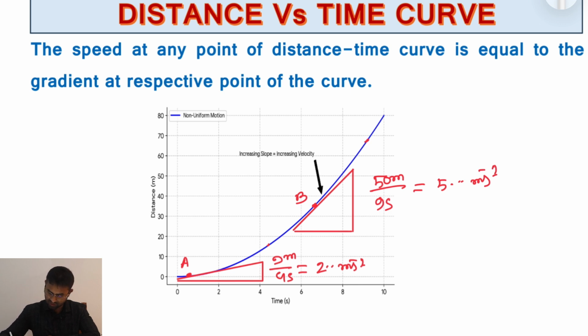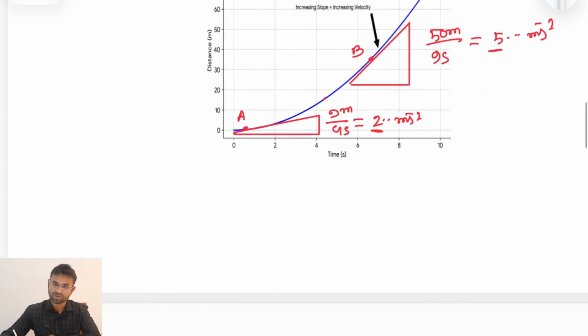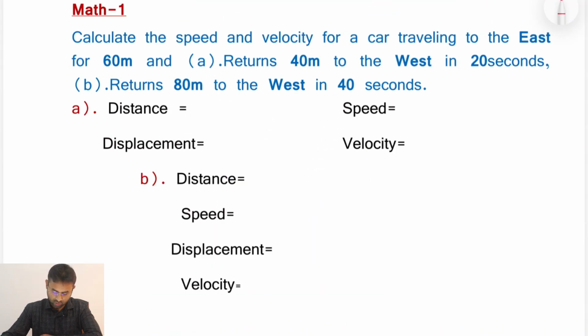point. If the respective point's tangent is steeper, then the value is greater than the others. Here the tangent of this point A is less steep than that of B, that's why the velocity at point A is 2 meter per second, that is less than the velocity of B, that is 5 meter per second. Now we will solve a mathematical problem.